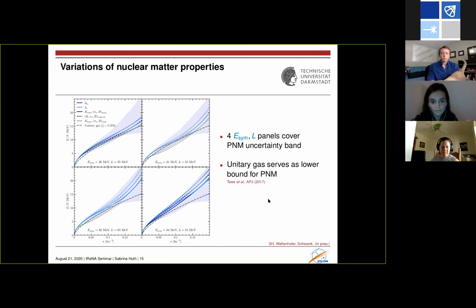So with these 4 points, and also the uncertainties from saturation density, binding energy, and incompressibility, we cover the whole uncertainty from nuclear theory. And also to note here is that, again, the unitary gas is set as a lower bound for pure neutron matter. So you also have here a couple of gray depicted EOS, and they are actually excluded because they have energies below the energy of the unitary gas.